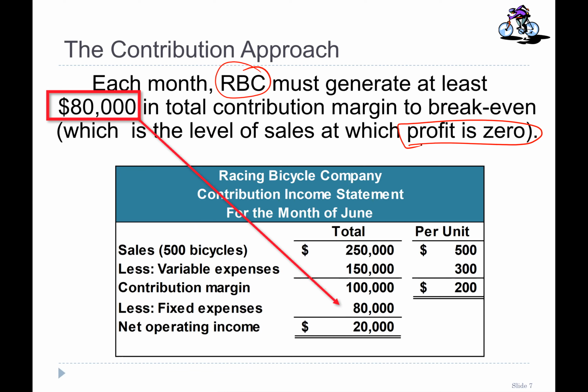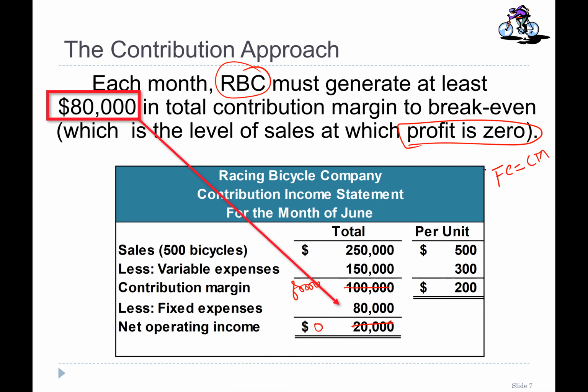So what does it mean? It means on break even, your fixed cost must be equal to your contribution margin, right? If that's also the 80,000, then here would be a zero answer.